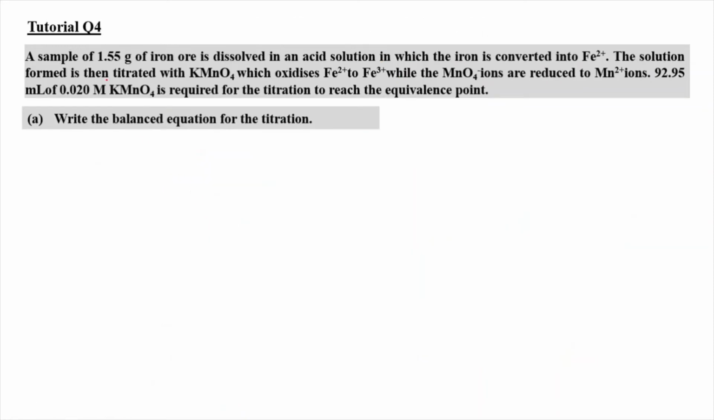For question 4, a sample of 1.55 gram of iron ore is dissolved in an acid solution in which the iron is converted to ferrum 2+. So basically, iron ore is dissolved inside an acid, and because it dissolved in acid for a very long time, it's going to become ferrum 2+. Okay, and the solution is then titrated with KMnO4, which oxidizes ferrum 2+ to ferrum 3+, while the MnO4- ions are reduced to manganese 2+ ions. So 92.95 ml of 0.02 molar KMnO4 is required for the titration to reach the equivalence point.